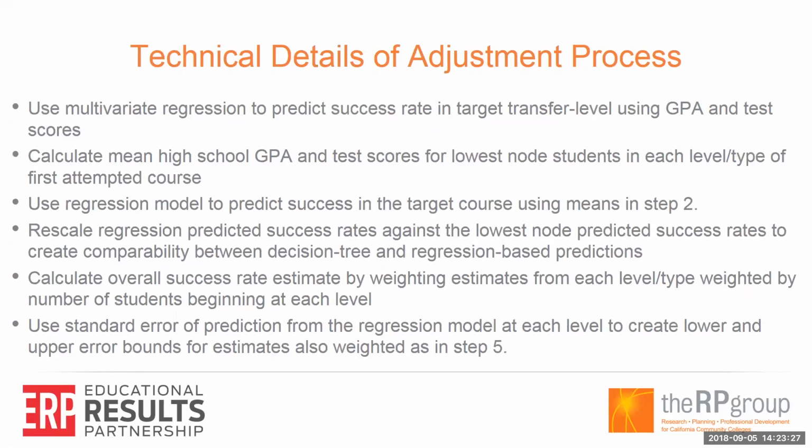And so we went ahead and used regular multivariate regression in this case, to be able to come up with some parameters that we could then utilize to do some testing of different scenarios. And we calculated the mean high school GPA and test scores for the lowest node students in each level of their first attempted course. It turned out there were some associations that became germane between how high you had placed in your college coursework and your high school GPA and the test scores, with a gradient in both cases and a bit stronger on the math side than the English side.